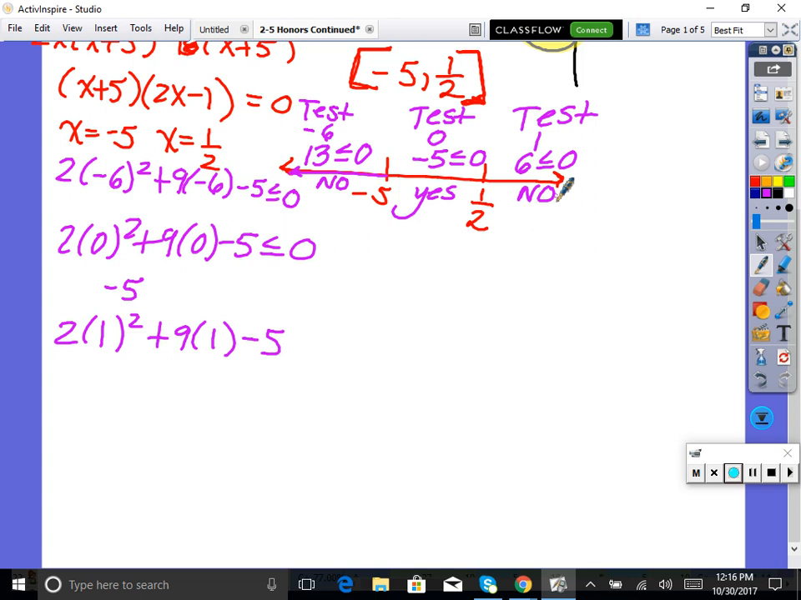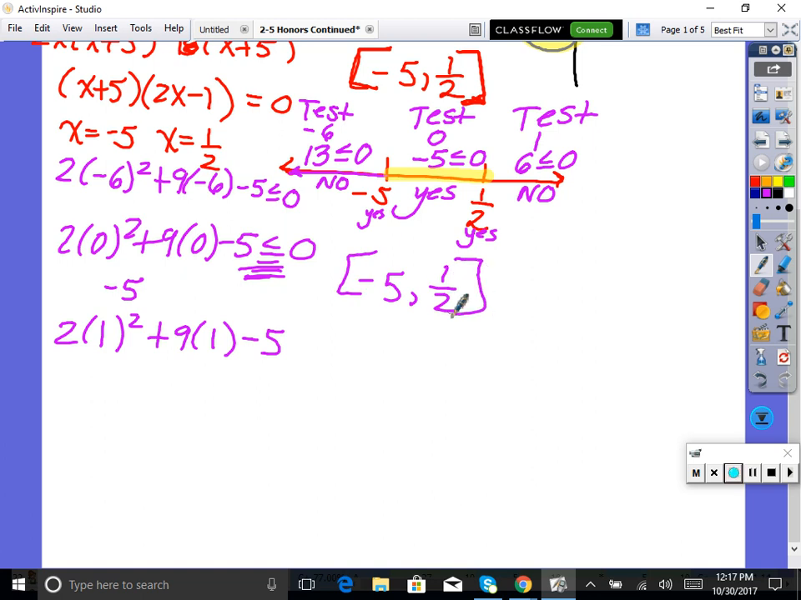So we know this was yes, and because of the less than or equal to, these little guys are yeses, because those are the equal to part. All right, so now we can say our solution, since this is yes, is from here to here. So we would then say from -5 up to a half, including -5, including a half.